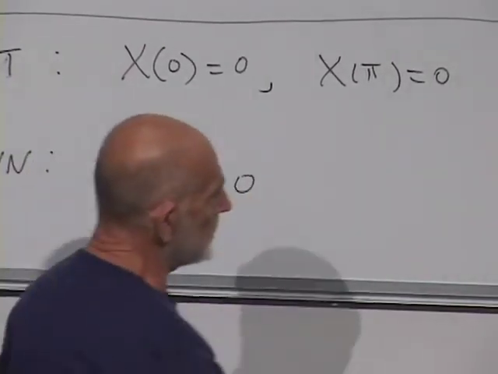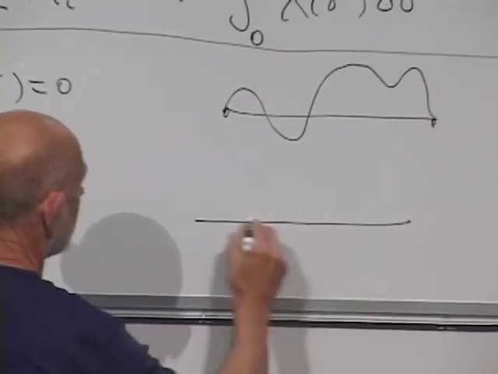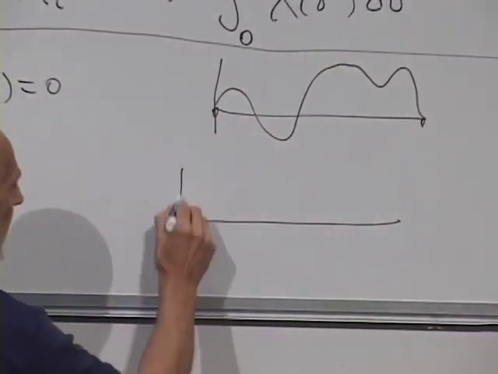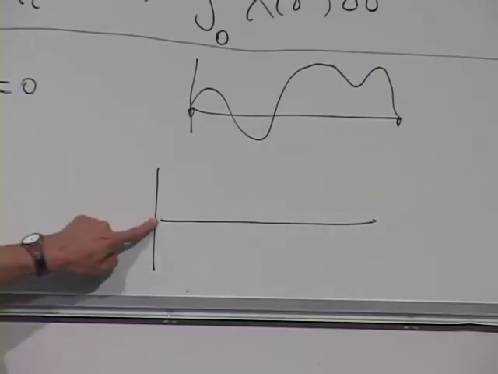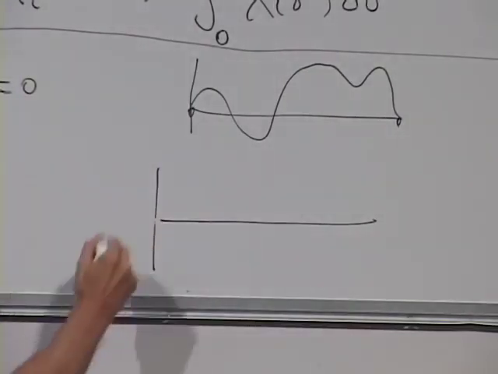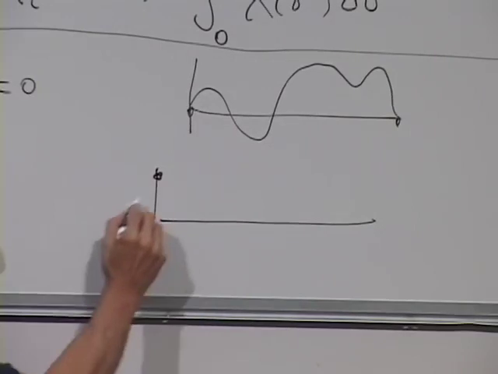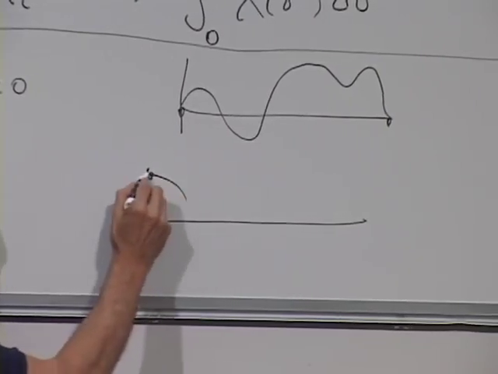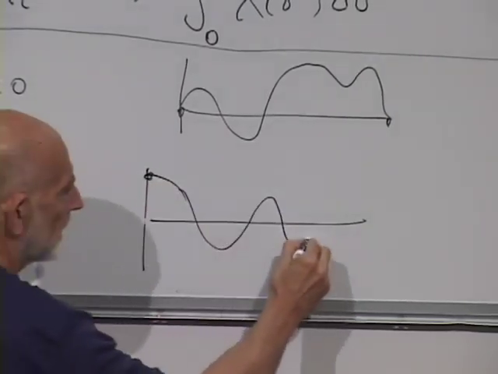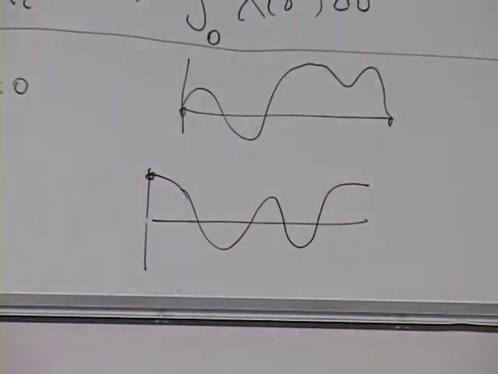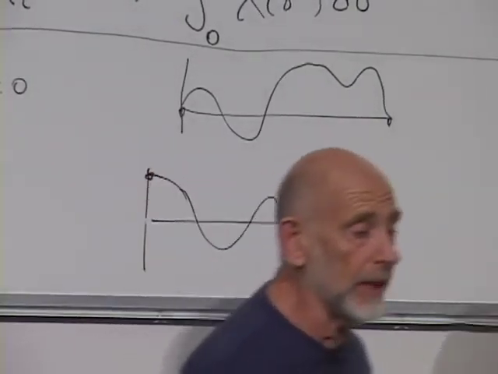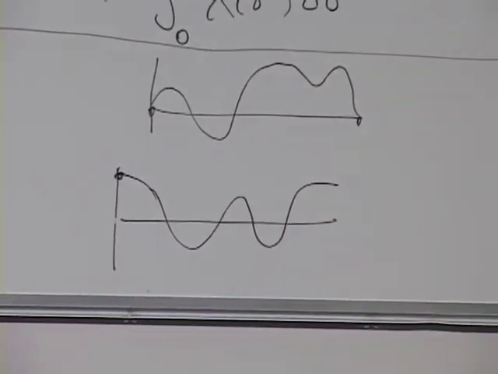And those are functions which look like this. Let's put a vertical axis there too. They don't necessarily go through 0 at the endpoints, but their derivatives go through 0. That means they have no slope at the ends. They're flat at the ends. Those are Neumann functions, or better yet, that's the Neumann boundary condition.